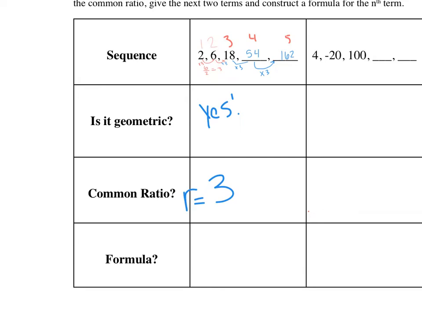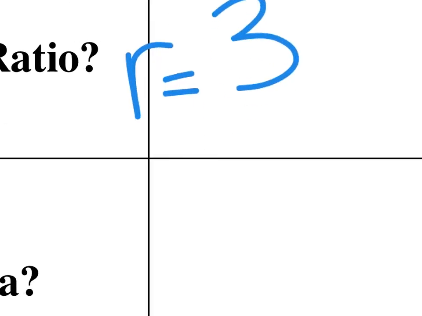Now comes the hard part. How do I write a formula to represent the sequence? The first thing I ask you to do every single time is to rewrite your formula. a sub n equals a sub 1 times r to the n minus 1.